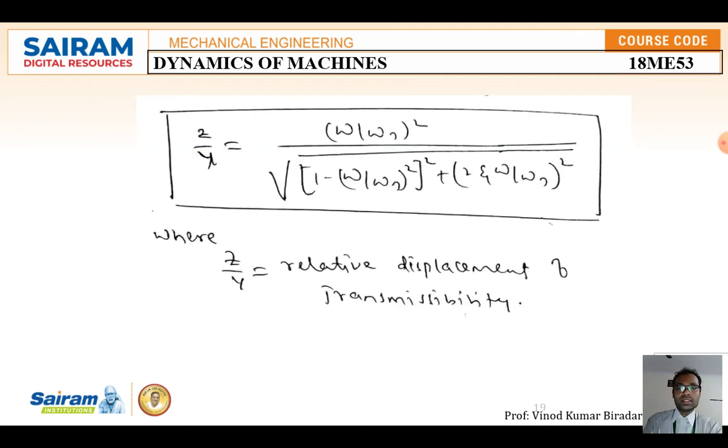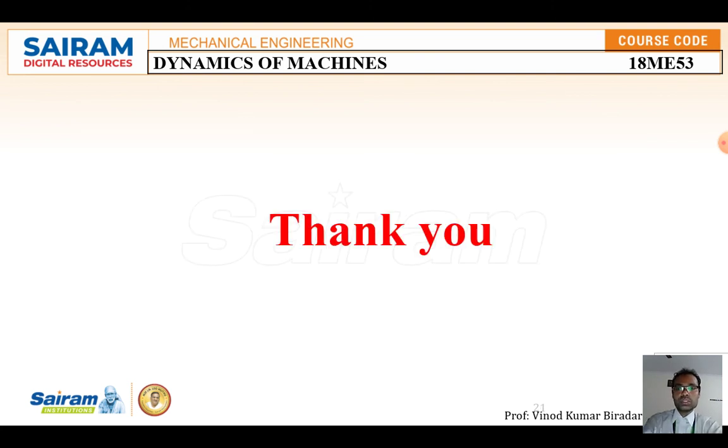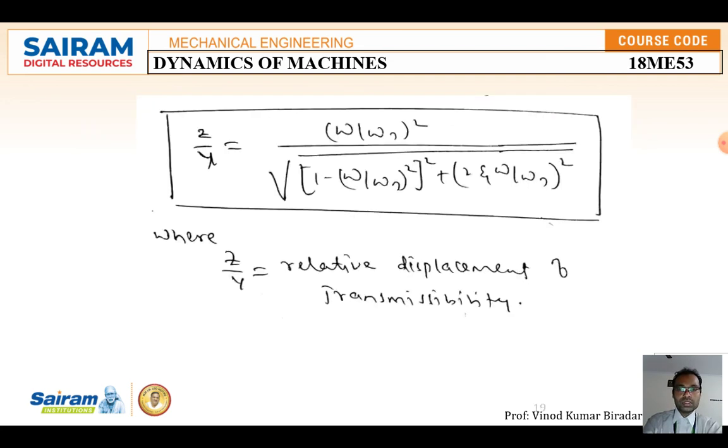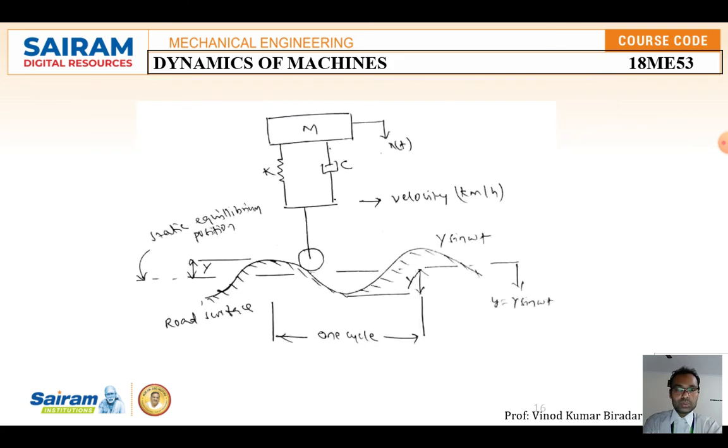In non-dimensional form, taking y to this side, Z by y is equal to (omega by omega n) whole square divided by the square root of (1 minus (omega by omega n) square) whole square plus (2 zeta omega by omega n) whole square. Here Z by y is called the relative displacement transmissibility. The phase angle is tan inverse of 2 zeta omega by omega n divided by 1 minus (omega by omega n) square. These are the two equations for the phase angle and the relative motion, which you have to remember. I hope you understand these two derivations.